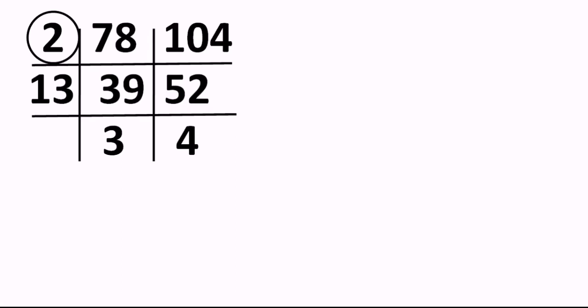Now boys and girls, if you observe the LHS, I have encircled number 2 because 2 is the number which is dividing 78 also and 104 also, both the numbers. Now 13 also I must encircle because 13 is dividing 39 also and 52 also. We have to keep on encircling the numbers which are dividing all the numbers given in the question. Okay, keep it in mind.